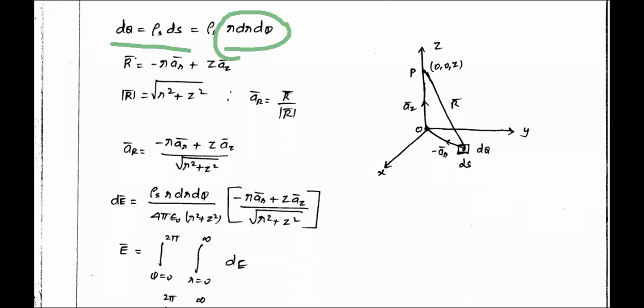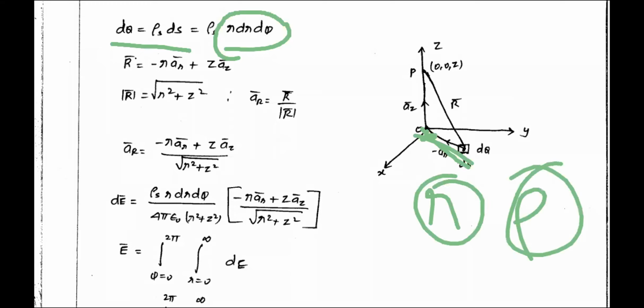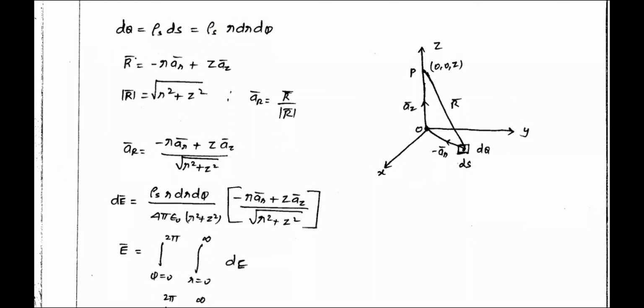I have told you rho, but they are using some r. Small r, that's okay. So r dr d phi. What does r mean, sir? The measurement from this to this is called small r. We can use rho also, no problem. So r dr d phi, then you have to find out the R vector.